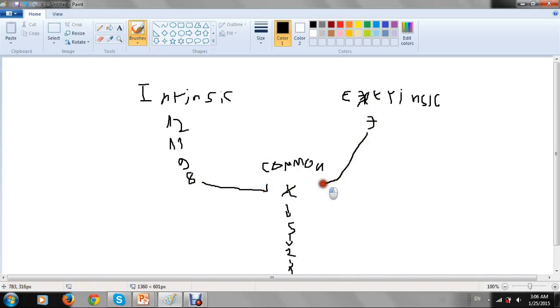So why is it called a cascade? Because factor 12 activates factor 11, factor 11 activates factor 9, factor 9 activates factor 8, then 8 activates 10, 5, 2 and 1, and factor 7 activates factor 10, 5, 2 and 1. So this is why it's called a coagulation cascade, and the goal of the coagulation cascade is to generate thrombin.